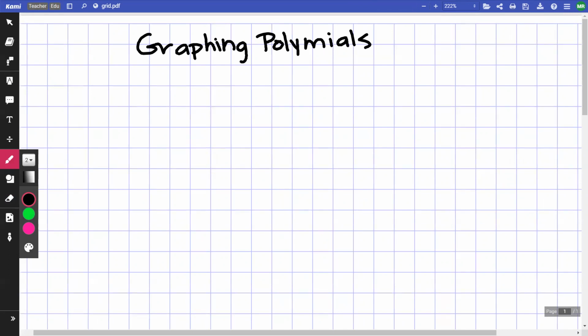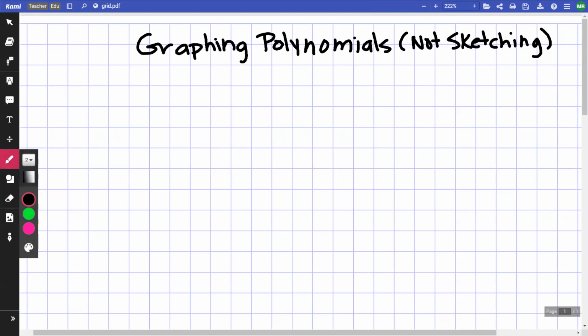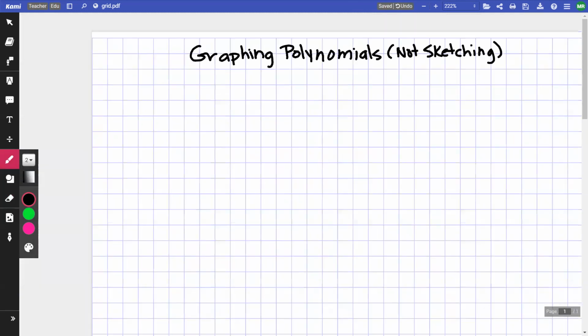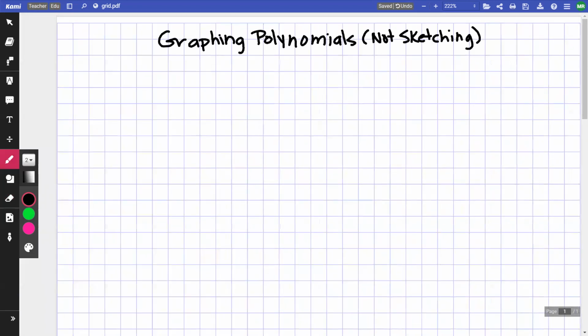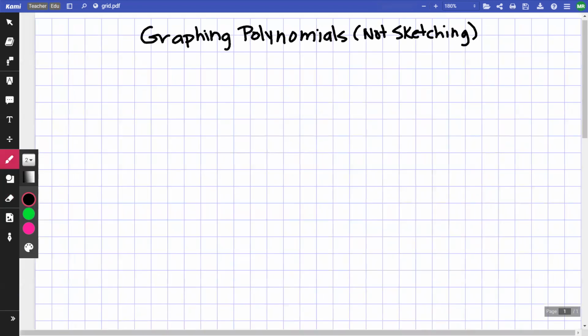Graphing polynomials, and I'm going to say not sketching. Okay, so I do want us to be able to sketch it. That's what I'm going to expect of you, but I want us to see this so that maybe we understand these better. And we're going to do this using synthetic division. Okay, I'm going to go through two examples.